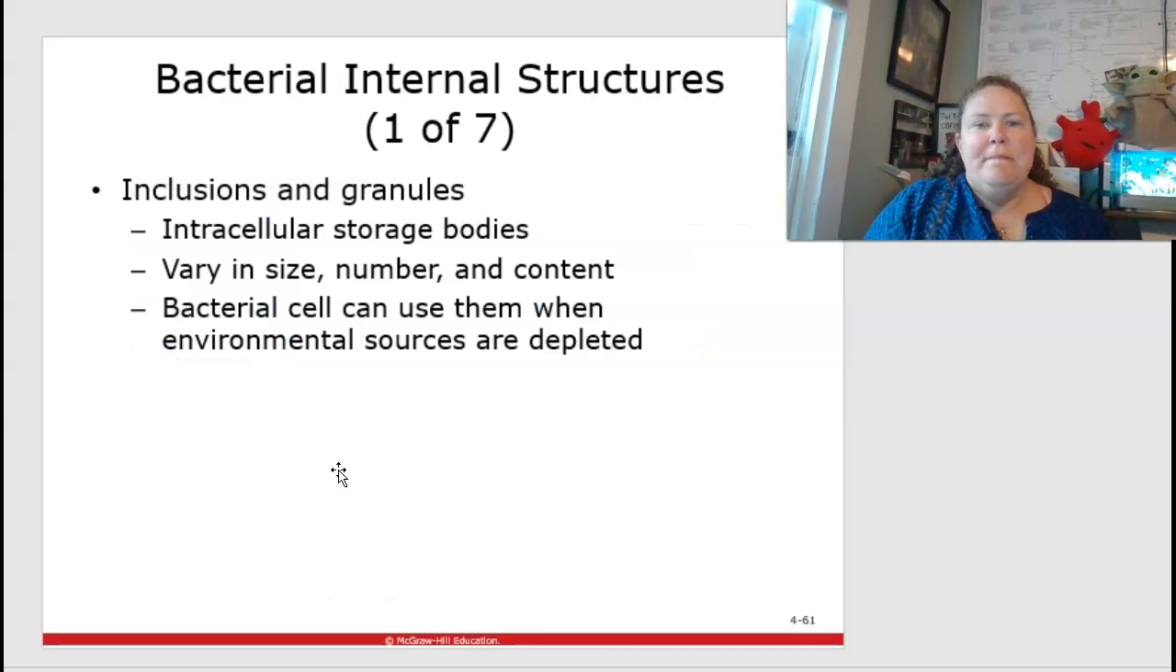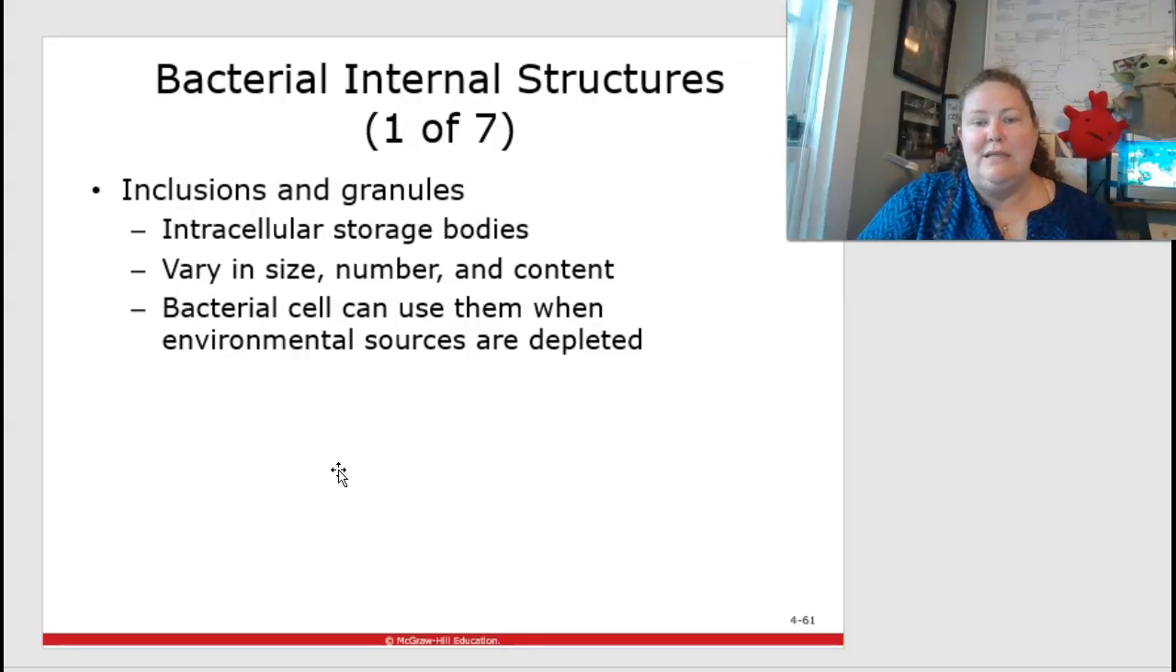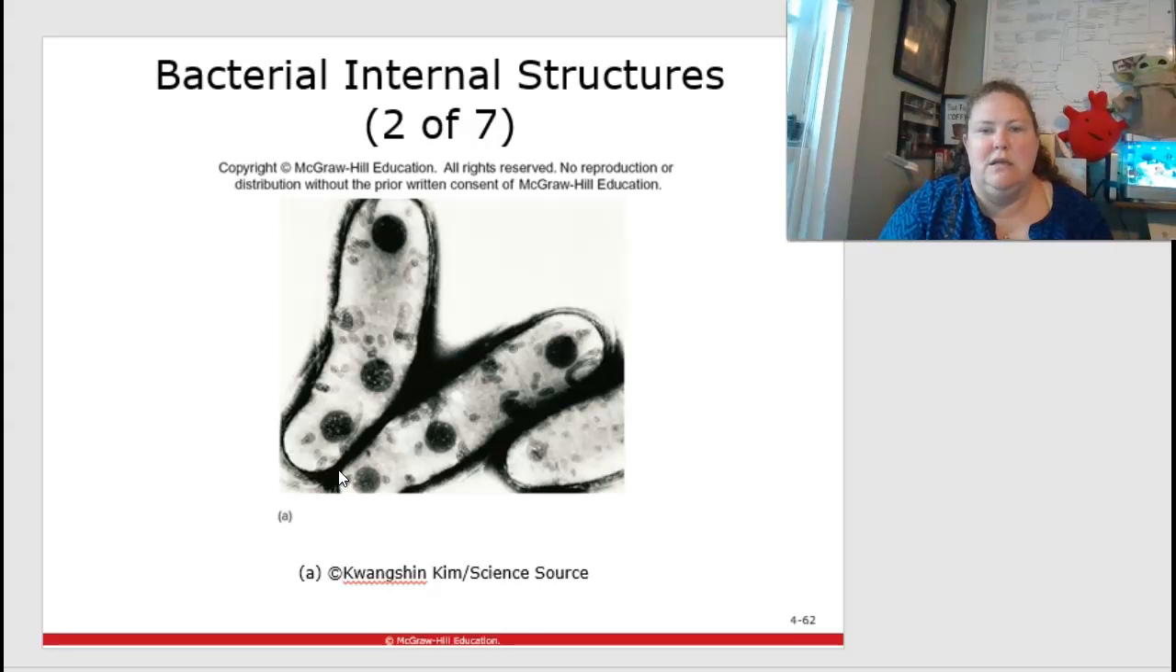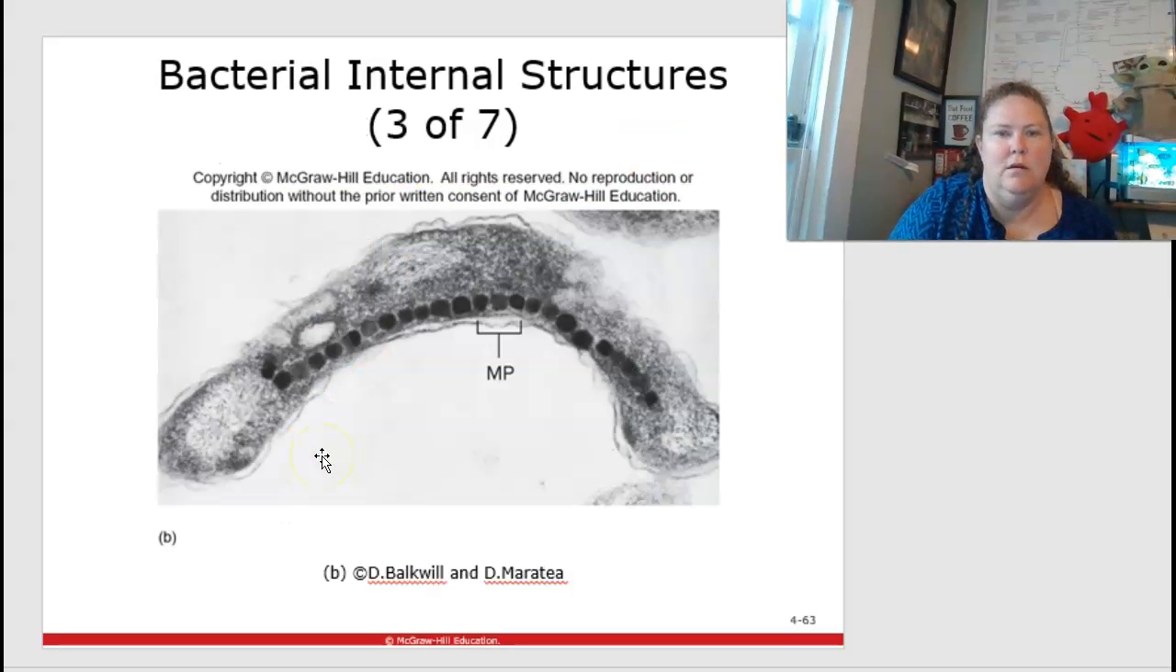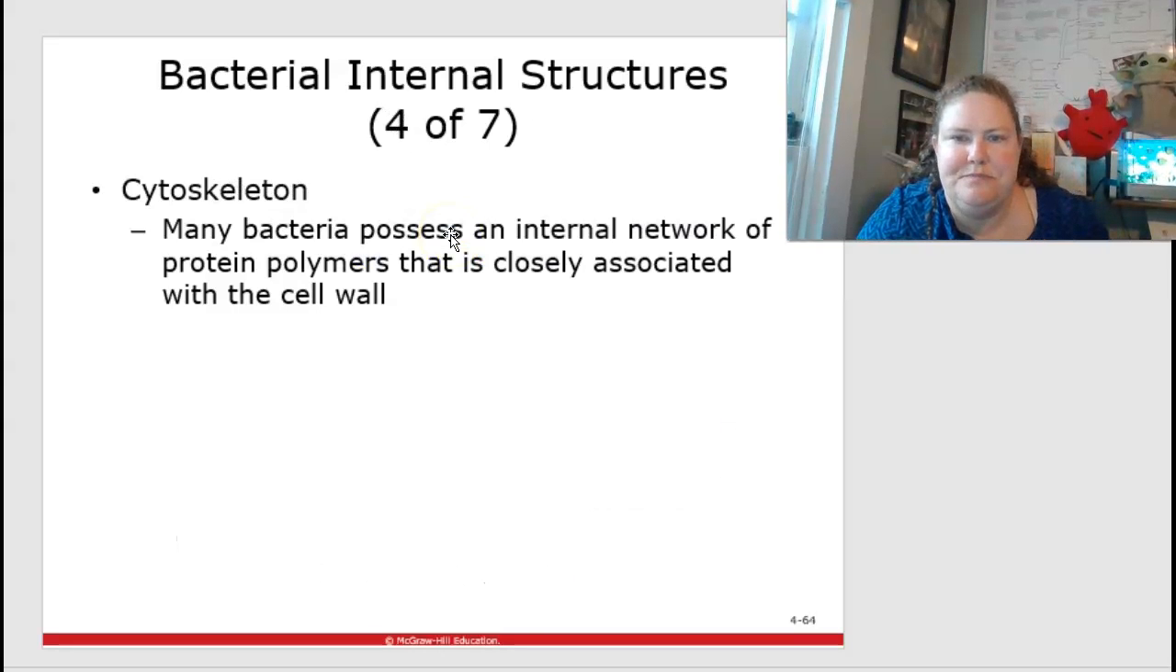Moving on to bacterial internal structures, we have inclusions and granules. These are intracellular storage bodies, and they vary in size, number, and content. The bacterial cell can use them when environmental sources are depleted. Here is a picture of some of the internal structures in the bacterium, and here's another one where you can see the internal structures.